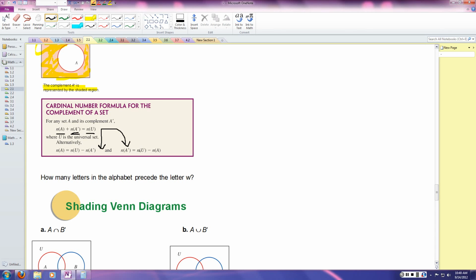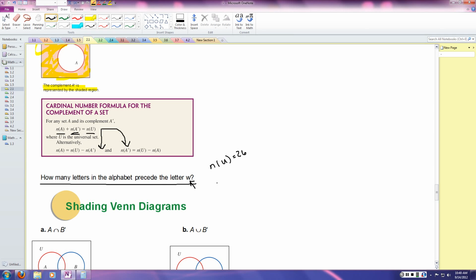So sometimes this is nice because we don't want to think about how many elements are in A, we want to think about how many elements are in A naught. The example your PowerPoint gives is how many letters are in the alphabet preceding the letter W. So the size of the universe is 26. There's 26 letters in the alphabet. Well, A, B, C, D, I could count how many letters are before W, but it would be easier to count how many letters are after W.